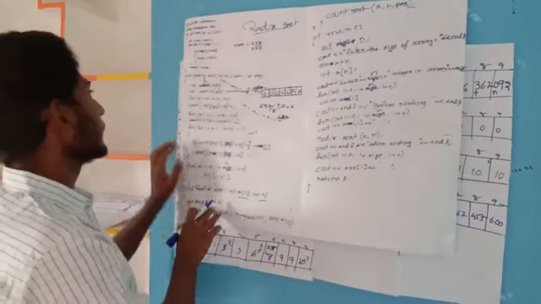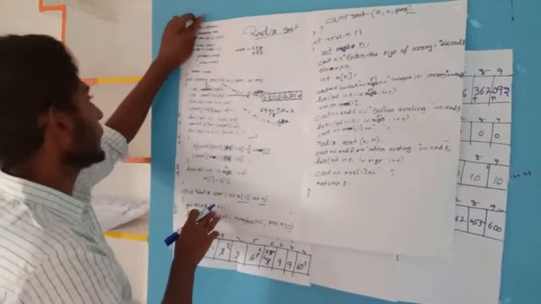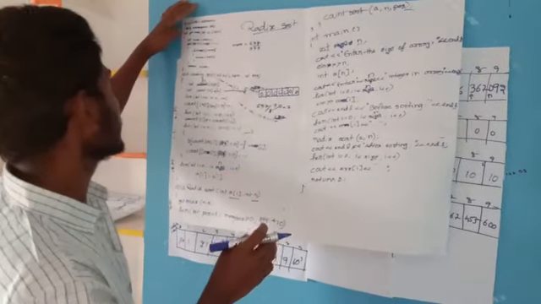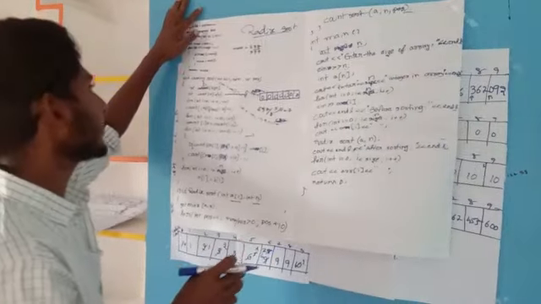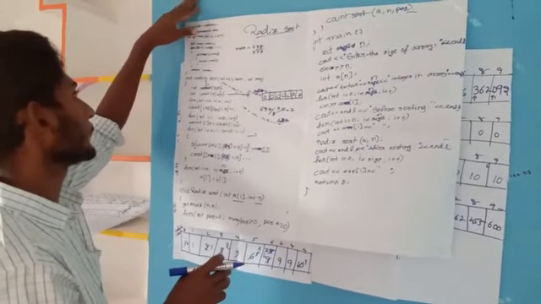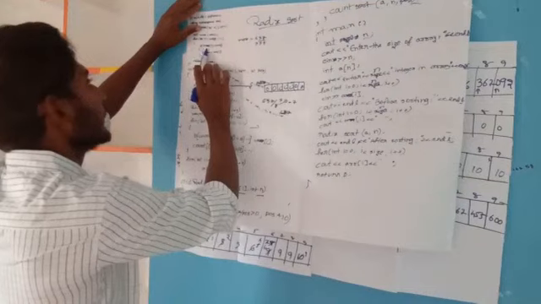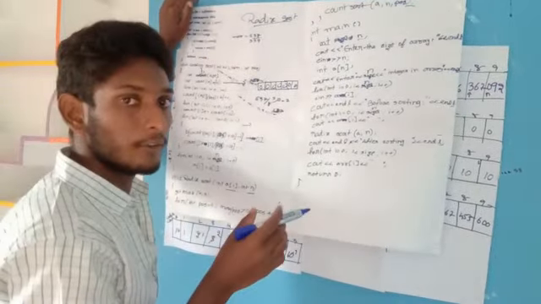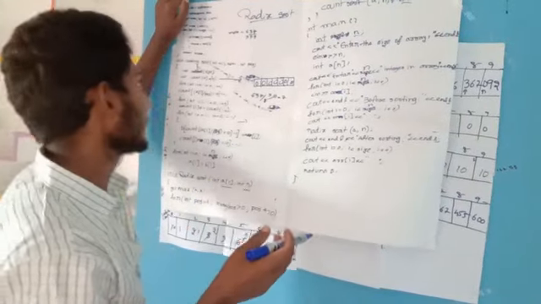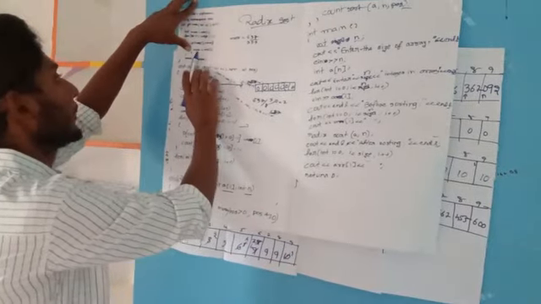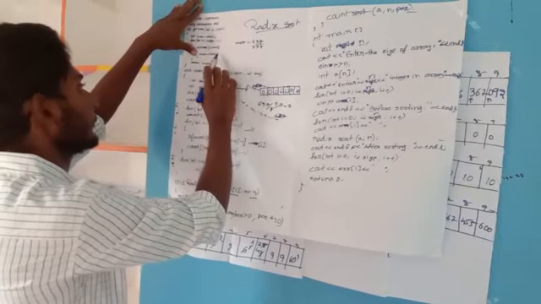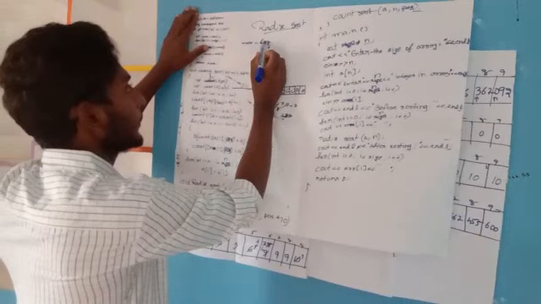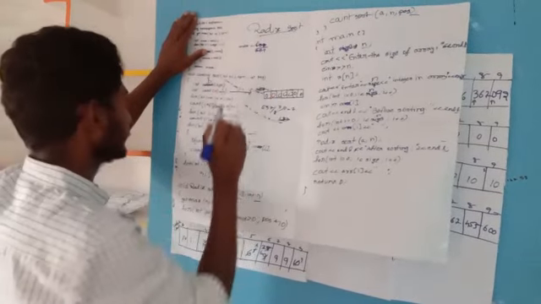Likewise, the condition for finding the maximum element is int get maximum, int a, int n. Here, if a of i is greater than maximum, that is the element which is greater than the maximum element, that will become the maximum element. Maximum equals array of i. So return maximum, the maximum element, that is 600, will be found.